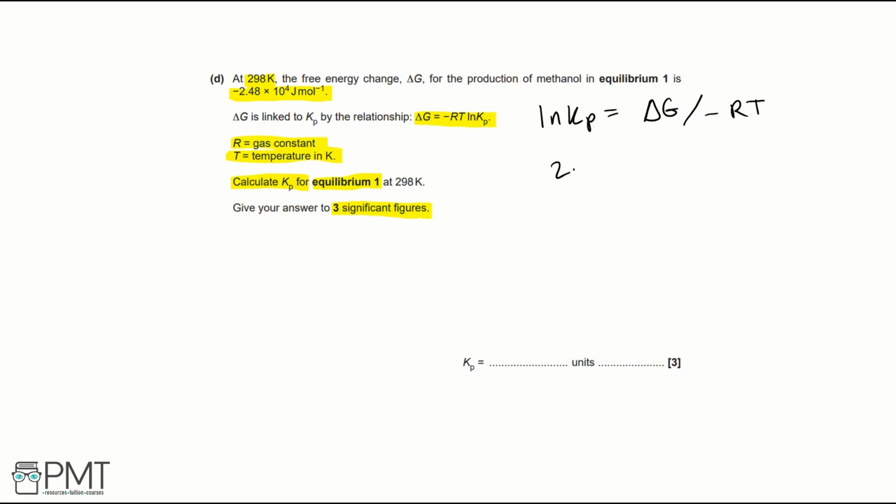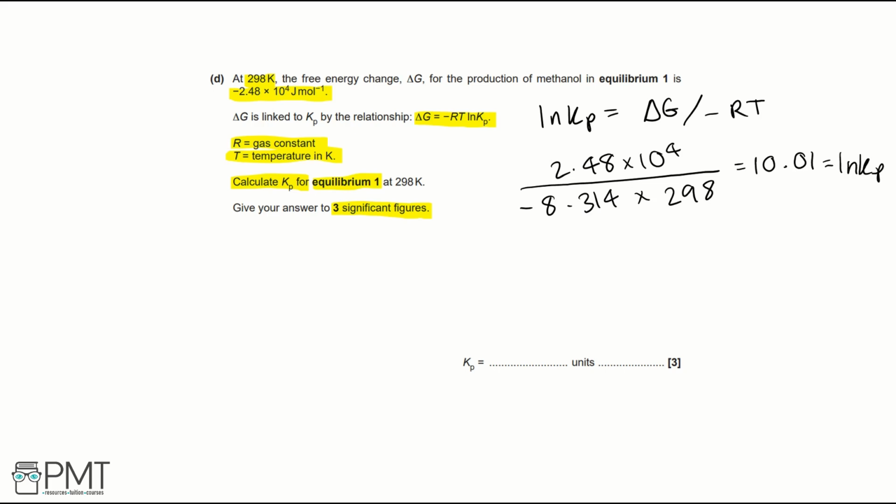So we can do 2.48 times 10 to the 4, and that's from this delta G value we're given in the question. Then divided by negative 8.314 multiplied by 298, which equals 10.01. And that's ln Kp. But we don't want ln Kp, we want Kp on its own. So to work out Kp, we need to do e to the 10.01, which equals 2.22 times 10 to the 4. Now we need to work out units, because there's a space in the question for units. And this is our answer to 3 significant figures. So that's good, we've answered that bit.